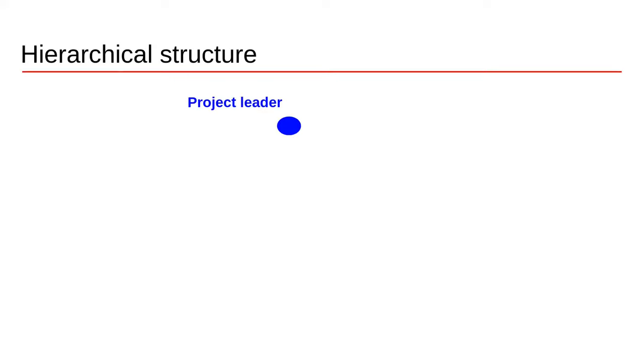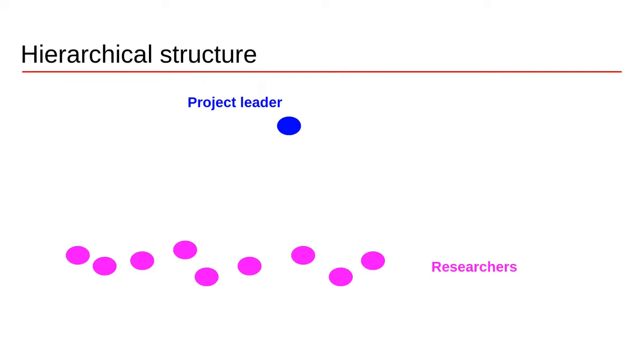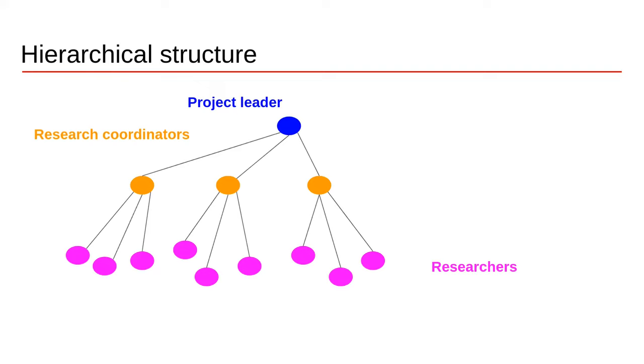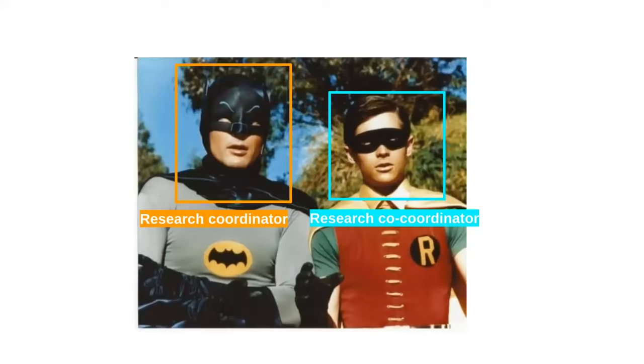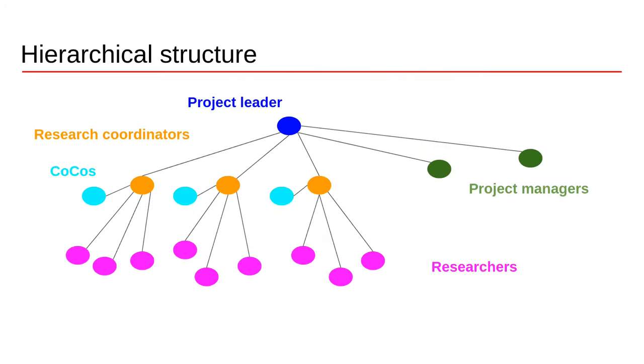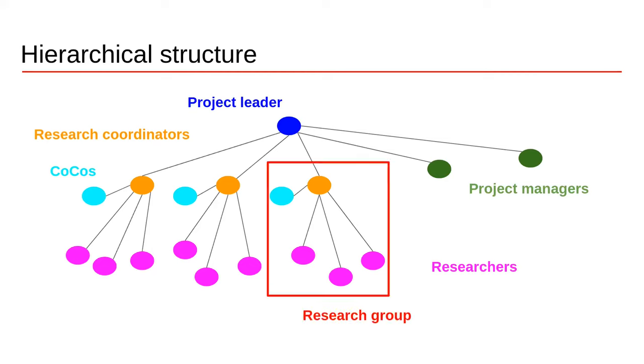So we had a hierarchical structure. I was leading the project. Then we had all the researchers, but we needed some level of organization here. So we had research coordinators, who would coordinate a team of researchers. We also had co-coordinators. So who are these co-coordinators? Well, you can think of them as Batman and Robin, right? One supports the other. And we also had project managers who oversaw the entire project.